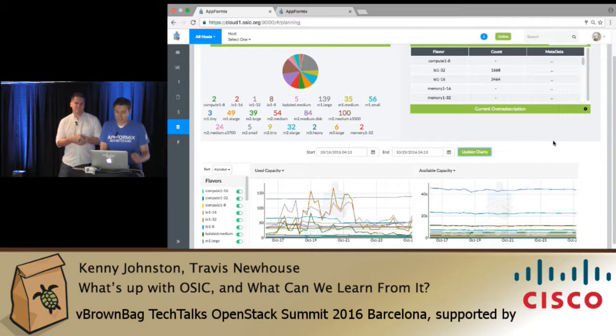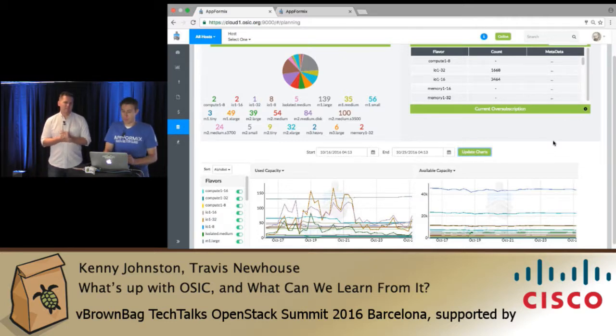Yes, thank you, Kenny. Showing here what's called the capacity planning tool of the AppFormix dashboard. At the bottom you can see a graph of both used capacity and available capacity broken down on a flavor by flavor basis. There are many different flavor types in the OSIC cluster that users can request for their workloads. And here we're seeing a trend over time over the last week leading up to the summit.